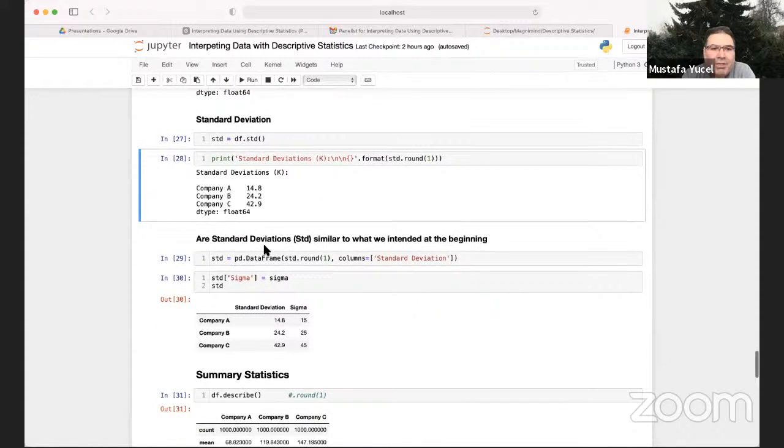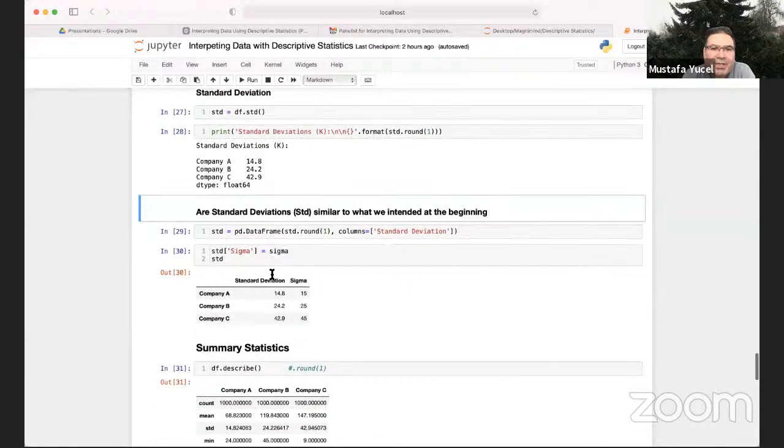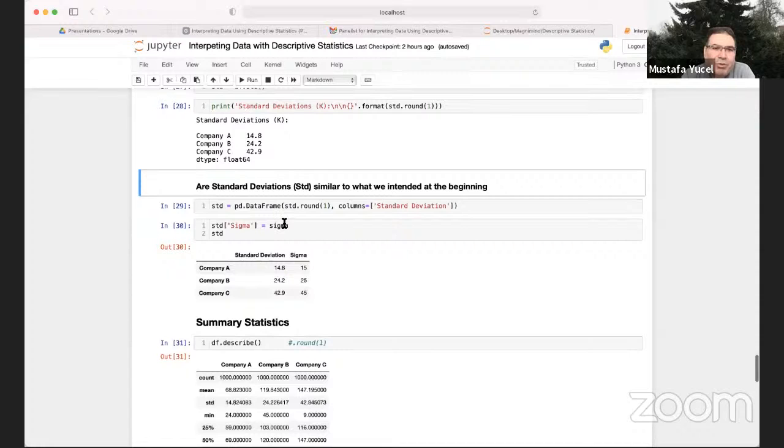Our standard deviations are similar to what we intended at the beginning. First of all, when we produced the data, we intended this one, 15, with standard deviations 25 and 45, and then we manufactured our data and calculated the standard deviations. Since these are manufactured data, it's not exactly the same, but very similar to what we intended. Only at this company, it's a little differentiated from what we intended, because this number is too big, so the data is also dispersed.